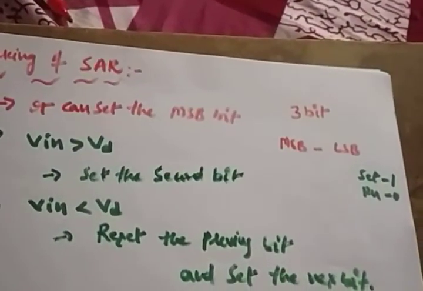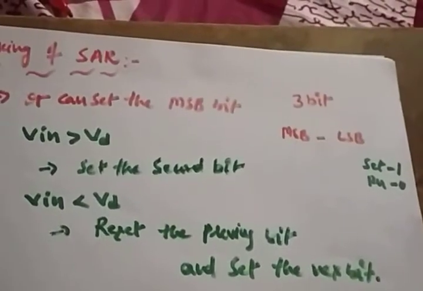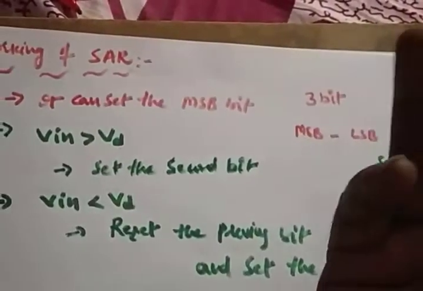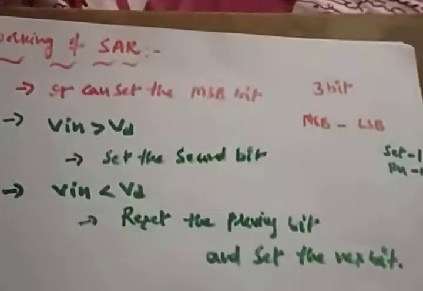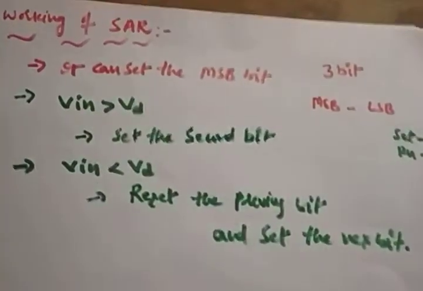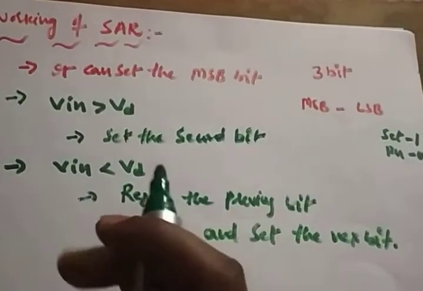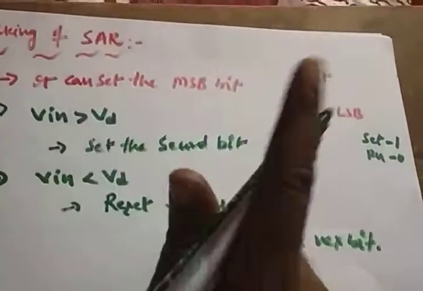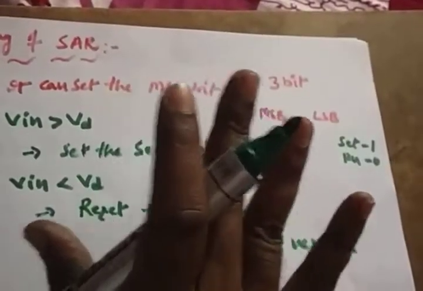Either Vin greater than VD, then it can set the next bit, right? It can set the next bit, okay? If Vin is less than VD, you know about VD. VD is nothing but the digital to analog converter output, right? If Vin is less than VD, what happens? It will reset the previous bit and set the next bit. That's it, right? Reset the previous bit and set the next bit.